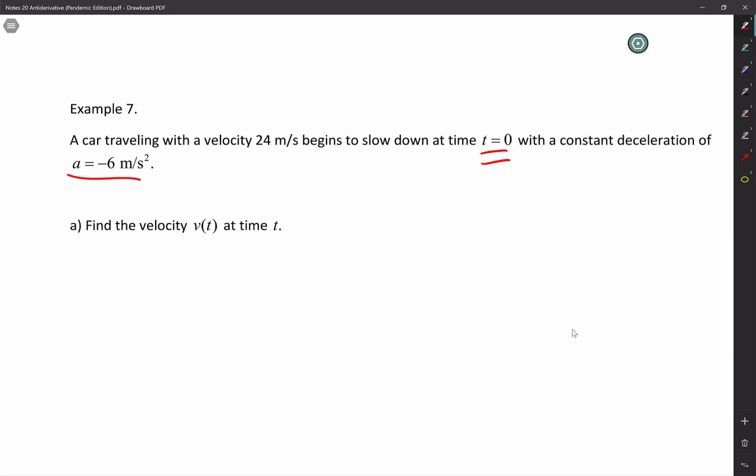Okay, so here we go. Now, I actually was thinking about this too. I need to do the antiderivative. Right now, all I know is this: a of t equals -6, and it's constant, so it's always -6 during that time until we come to a stop. We still okay?